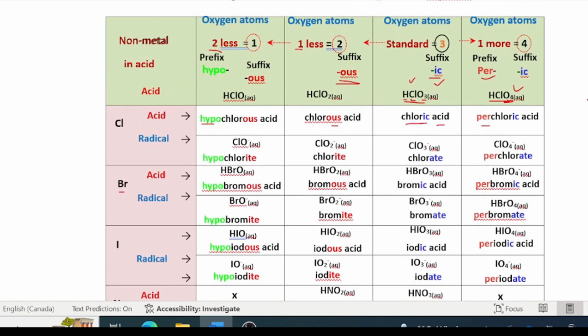If it has 1 more, it becomes per-ic. So let's look at bromine. Why don't we look at bromine? So, see this?